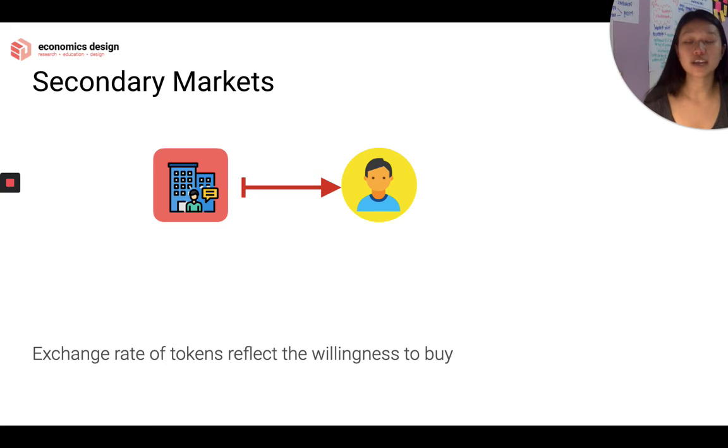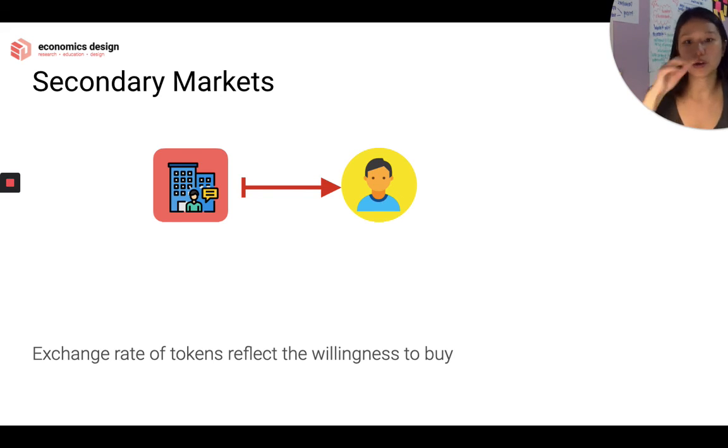Okay, so what is secondary markets? When we talk about secondary markets, we talk about exchange rates. Exchange rate of the tokens shows the willingness to buy. Because the higher the exchange rate, meaning the more expensive it is to buy the specific token or the currency. And so it shows the willingness to buy. It's a signal to show that people are willing to buy that.